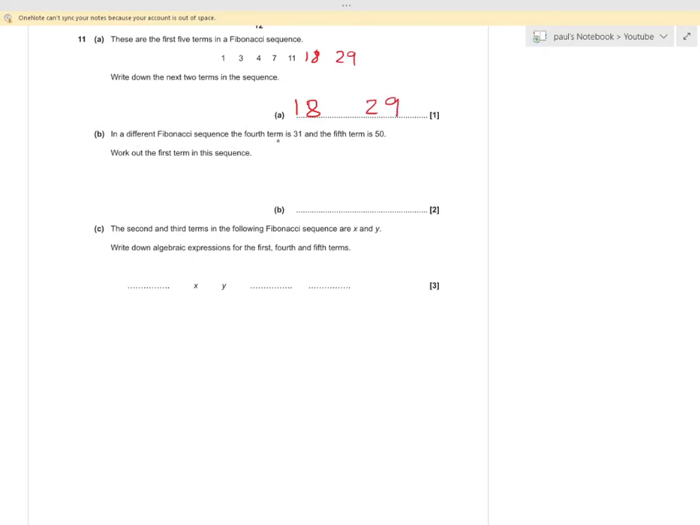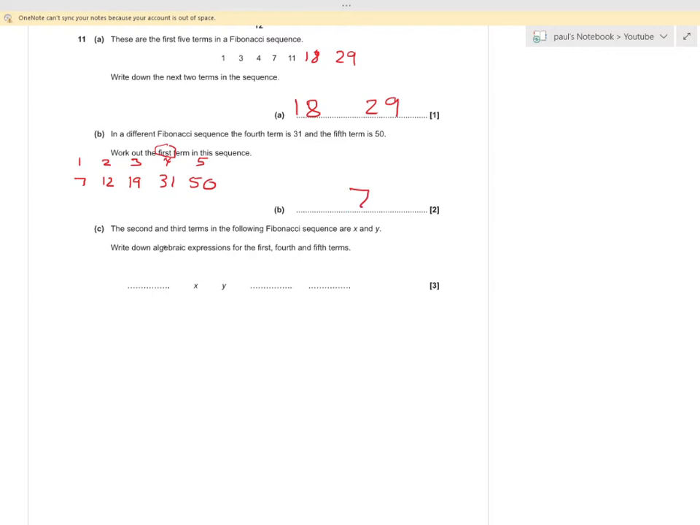Different Fibonacci. The fourth term is 31 and the fifth is 50. So 31 and 50, that's the fourth, that's the fifth. Work out the first term. So the third is that take away that, which is 19. The second is that take away that, which is 12. And the first is that take away that, which is 7.